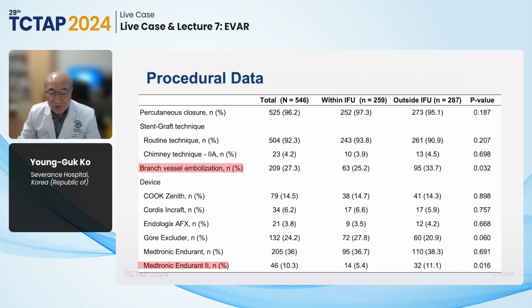This slide shows the procedural data. EVAR was performed percutaneously in more than 95%. Branch vessels such as the internal iliac artery were embolized more frequently in the outside IFU group, in up to 33% of cases. The devices used for EVAR were similar between the two patient groups, except for the Endurant 2 device, which was used more frequently in the outside IFU group.